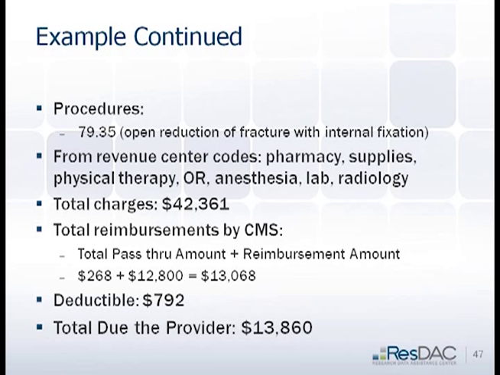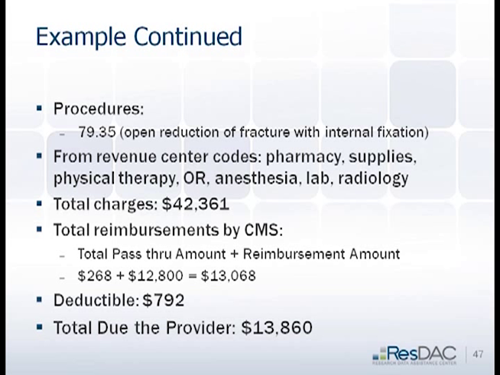We had revenue center codes for pharmacy, supplies, physical therapy, and maybe lab, radiology, and anesthesia. So we had total charges of $42,361 for this Medpar record. And what Medicare paid for it, based on the pass-through amount plus the reimbursement amount, was $13,000. Now, as a researcher, if you're looking at costs, someone may say the hospital said it cost them $42,000 for this, but is that really your definition of cost? No, what Medicare would say the cost was is the $13,068 to them. And then there was a deductible.